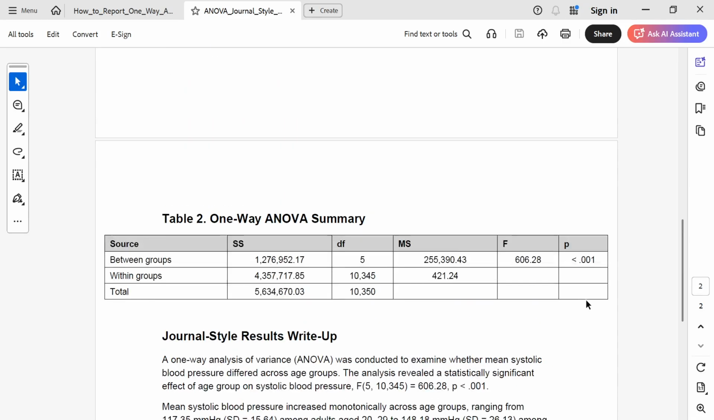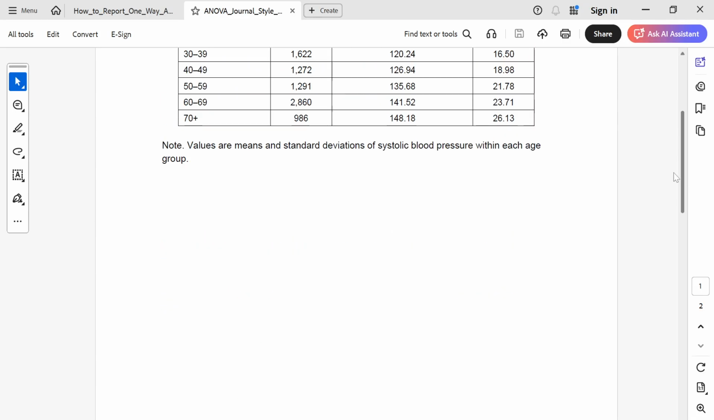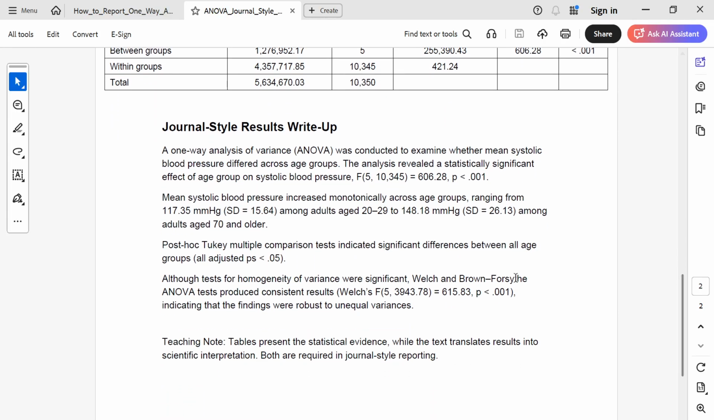Now, how do you interpret these two tables? Let's look at the language. A one-way analysis of variance was conducted to examine whether mean systolic blood pressure differed across age groups. This sentence represents the research question or research objective that you have, right? Whether mean systolic blood pressure differs across age groups. That was the research question in this analysis, right?